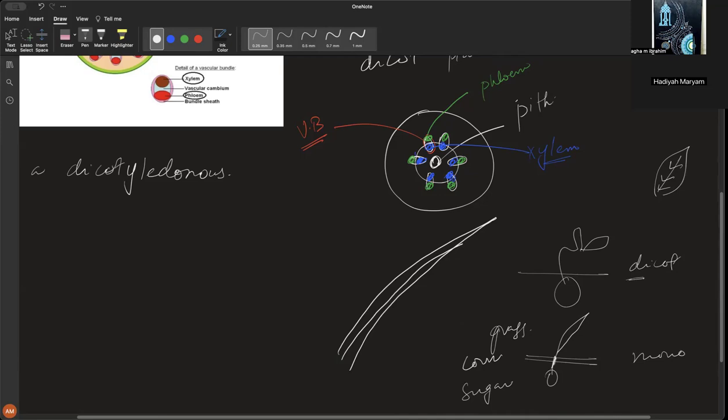This is where the word comes from. Di means two in the beginning, and mono means one, cotyledonous, which means the growth from the seed. Do you understand this?